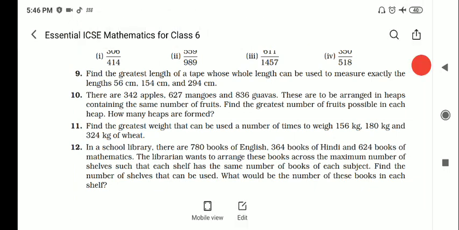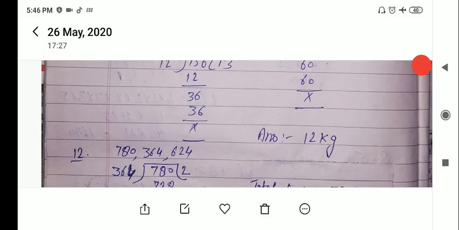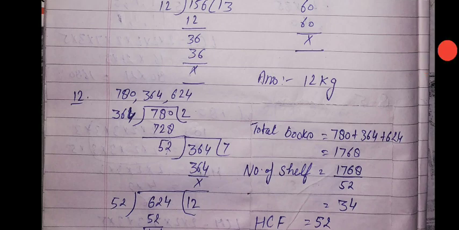Okay, first we will find the HCF. For the 12th question, first we will find the HCF. For the HCF, first we take the highest number and the lowest number. The highest number is 780 and the lowest number is 364. The highest number divided by the lowest number: 780 divided by 364 is 2 times. Then the remainder we get is 52.